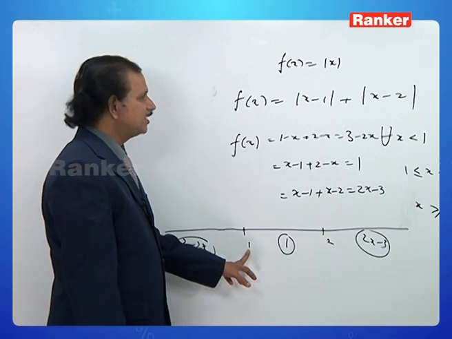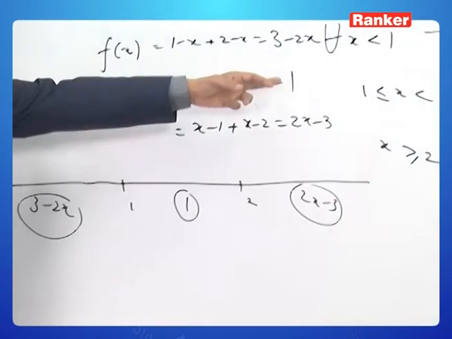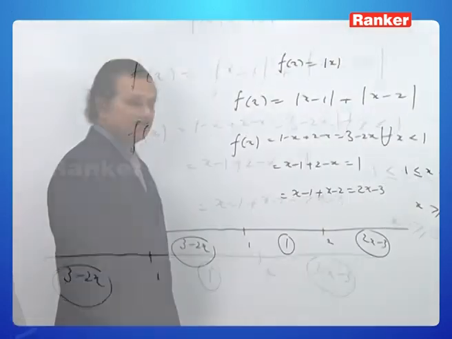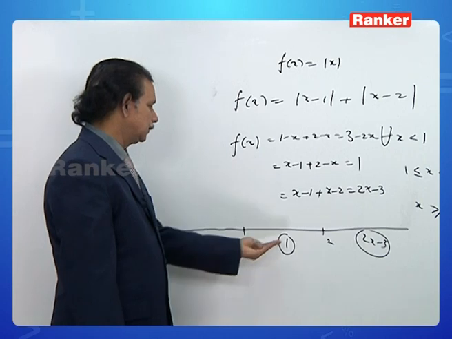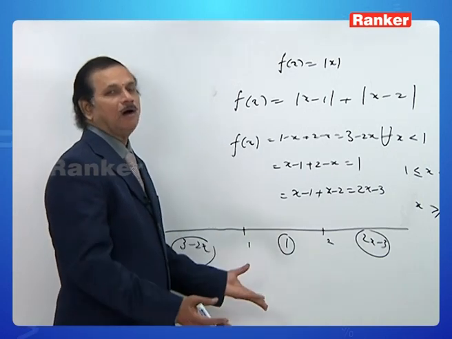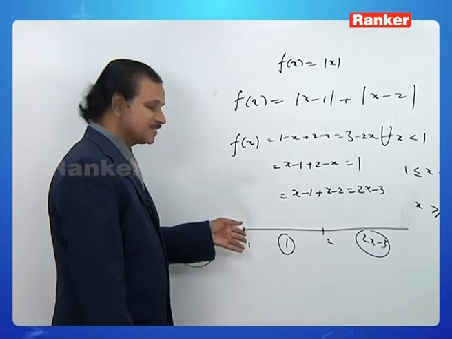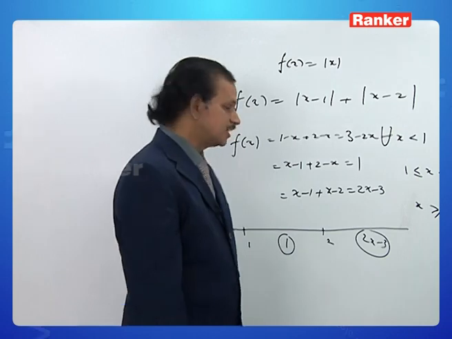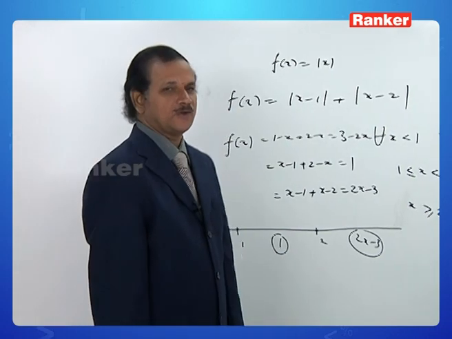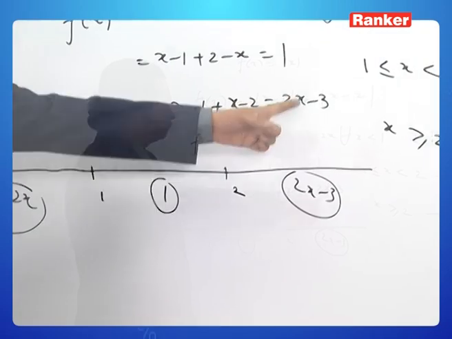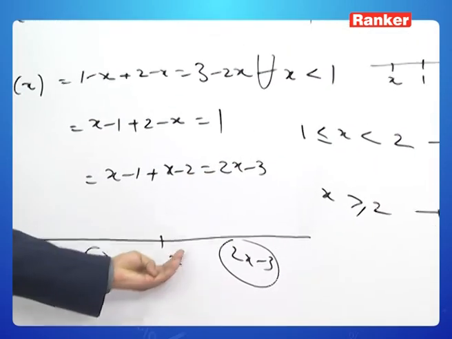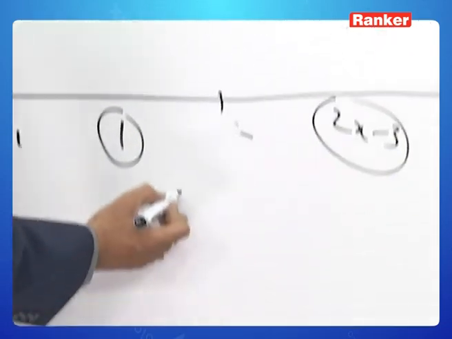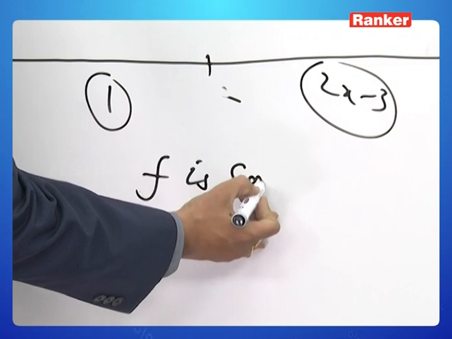Okay, 1. What is f of 1? 1. What is f of 1 from left? 3 minus 2, which is 1. F of 1 from right? 1. So all those three are equal. So it is continuous at x equal to 1. Similarly, you can easily observe that it is continuous at x equal to 2 also. What is f of 2? 2 twos are 4, 4 minus 3, 1. F of 2 from left? 1. F of 2 from right? 1. Hence, f is continuous on R.